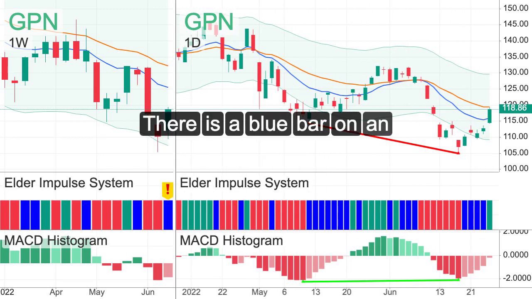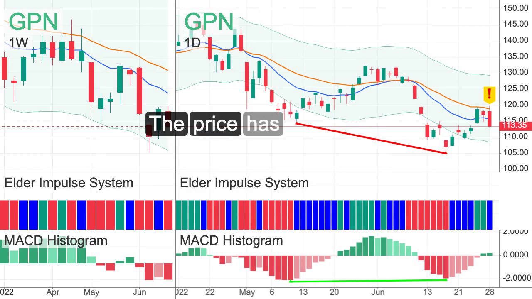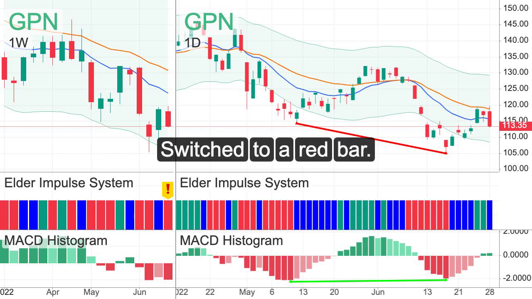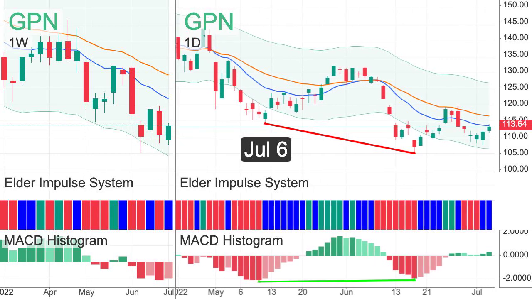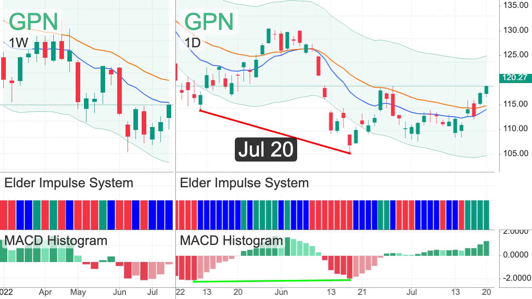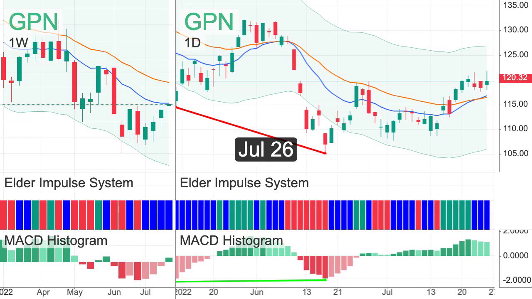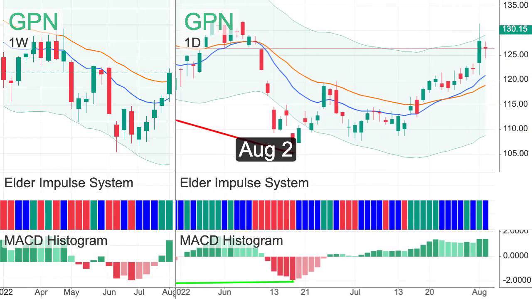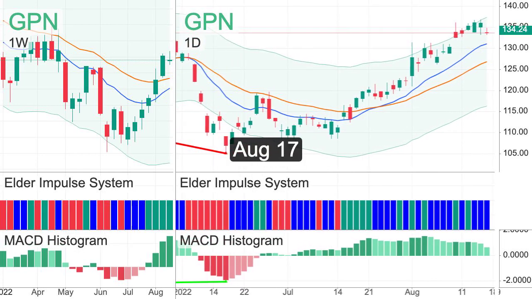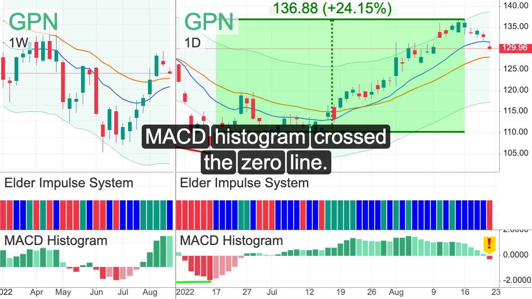There is a blue bar on an Elder impulse system on the weekly chart. The price has reached a point above the value zone. Switch to a red bar. Fast EMA crossed slow EMA. MACD histogram crossed the zero line.